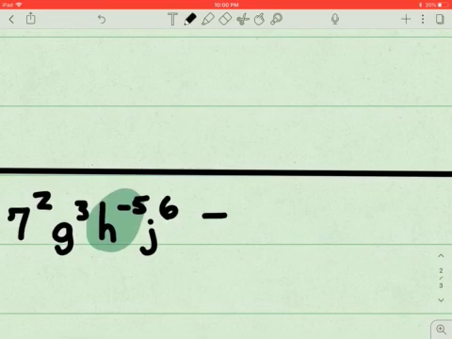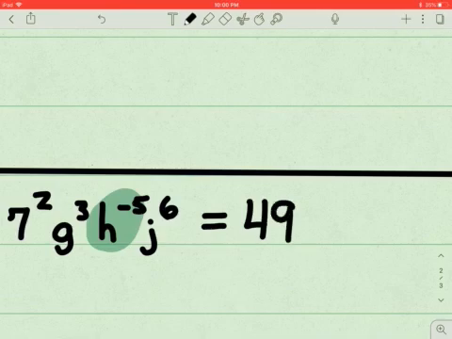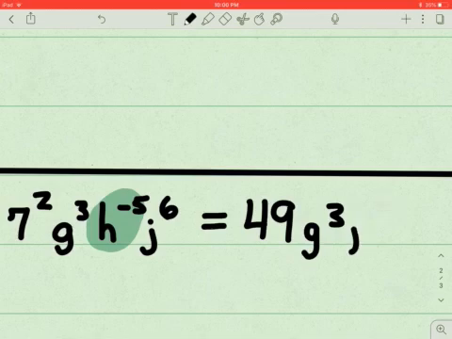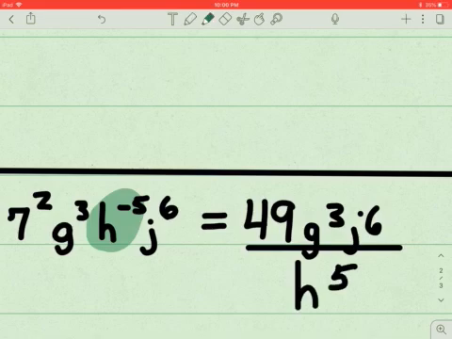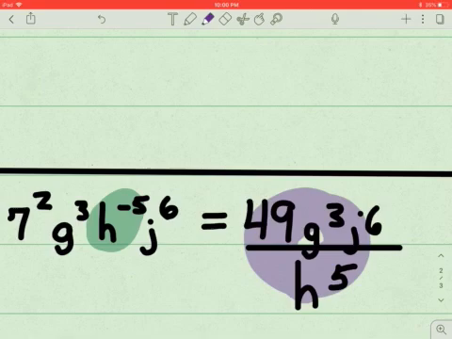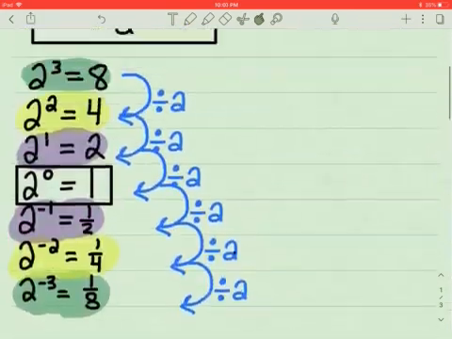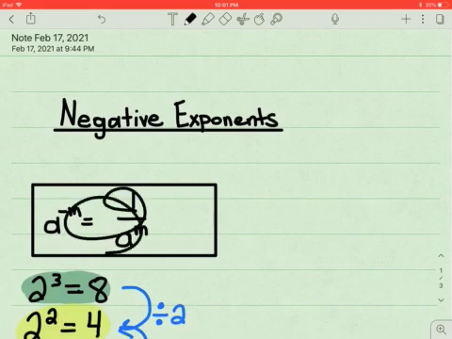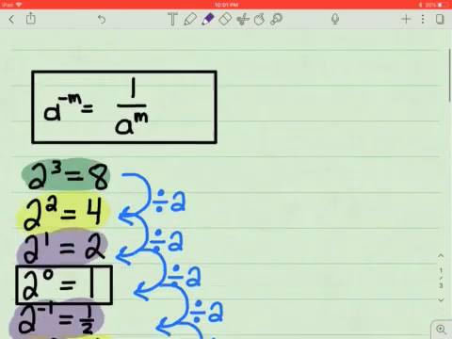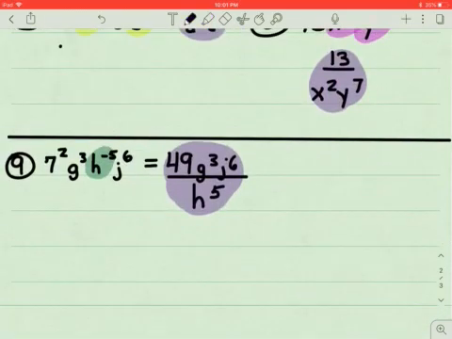So my answer will be, well, first of all, what is 7 squared? I want you guys to simplify that today. 7 squared is 49. G to the third, j to the sixth, all over h to the fifth. So if you notice, the only thing I'm doing is really looking for those negative exponents, and if I see them, I'm flipping them to our denominator. And that is all because of that rule, right here, that says a to the negative mth is the same as 1 over a to the m.